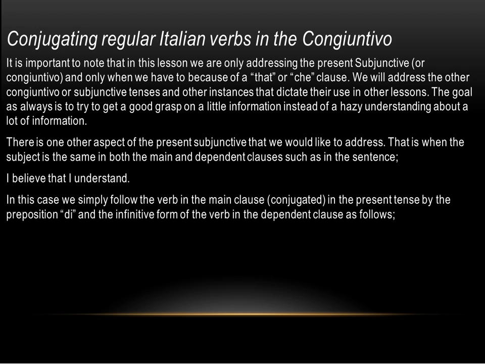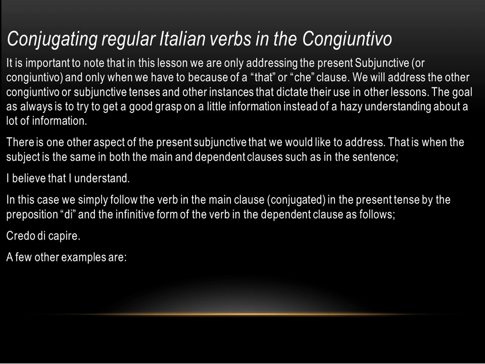In this case, we simply follow the verb in the main clause that is conjugated in the present tense, "I believe," which would be credo, by the preposition di and the infinitive form of the verb in the dependent clause. You do that as follows. Credo di capire. I believe that I understand. So, in the congiuntivo, when both subjects are the same person, then the way you conjugate the congiuntivo is simply di and the infinitive verb. Facile, no? As long as you remember to do it that way.